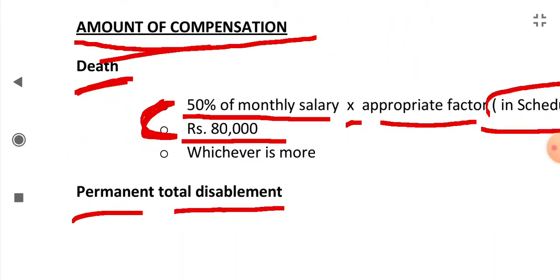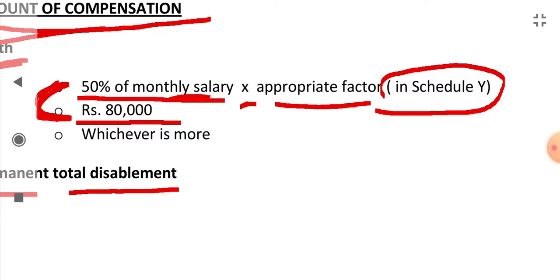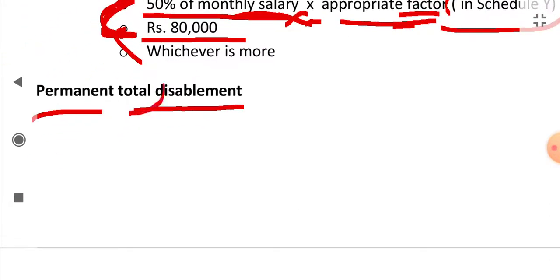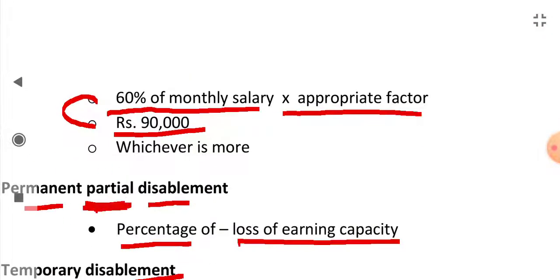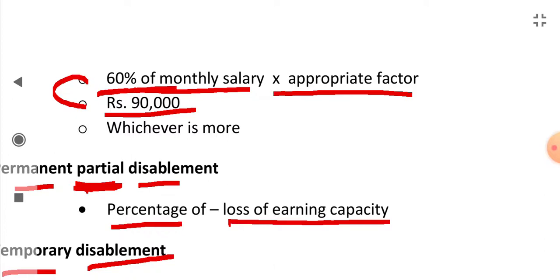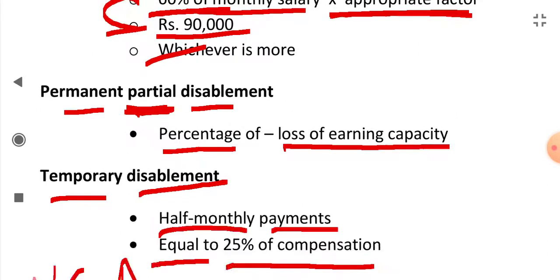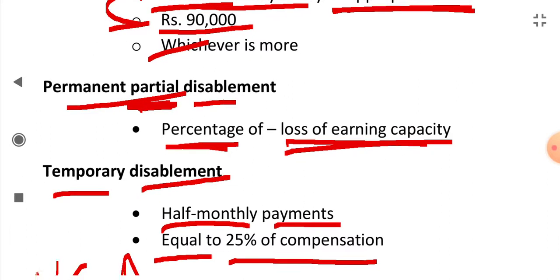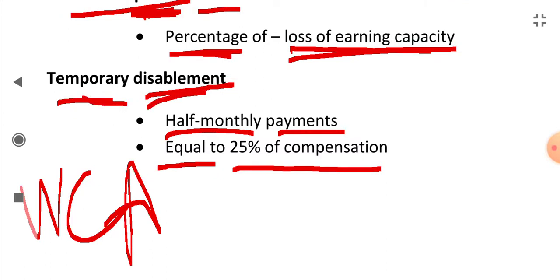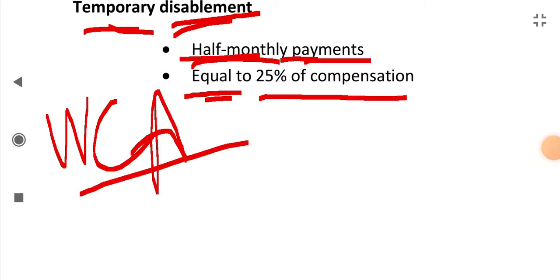Amount of compensation: in the case of death, it is 50% of the monthly salary into appropriate factor, or 80,000 rupees, whichever is more. In the case of permanent total disablement, the amount of compensation is 60% of monthly salary into appropriate factor, or 90,000, whichever is more. In the case of permanent partial disablement, it is percentage of loss of earning capacity. In the case of temporary disablement, it is half monthly payments equal to 25% of compensation. So this was Workmen Compensation Act.